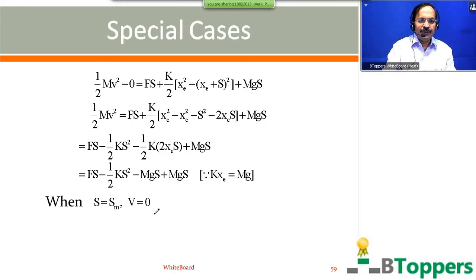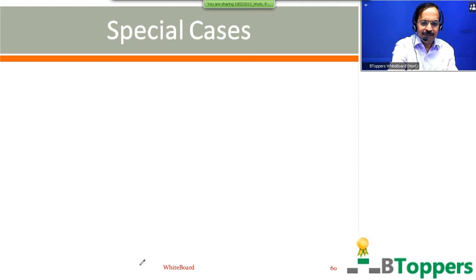When s equal to sm, v is 0. Sm represents the maximum displacement of the block below its original equilibrium position. So if you put s equal to sm on the right side, you can put v equal to 0 on the left side. So 0 equals F sm minus half K sm square. So half K sm square equals F into sm.